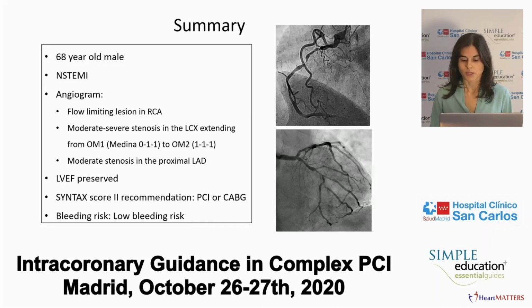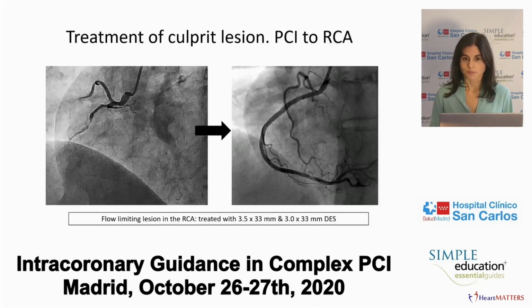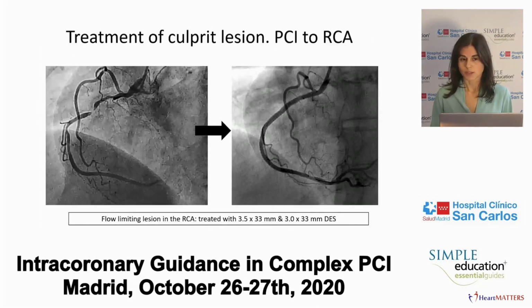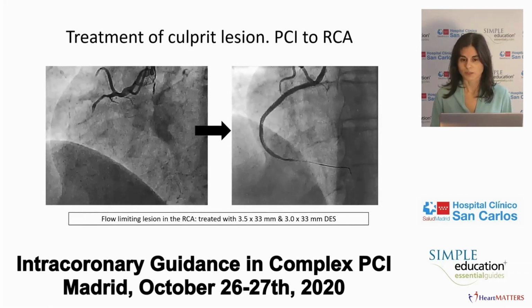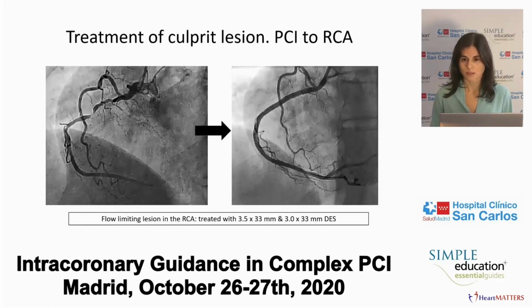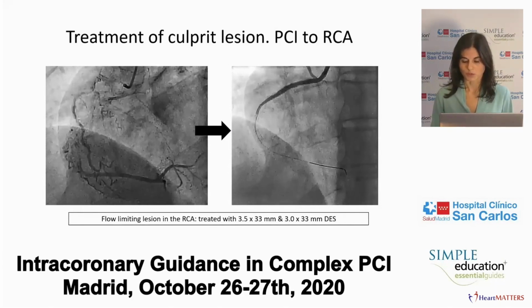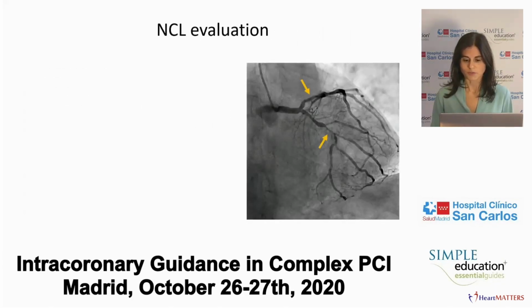So based on these findings, the operators at the time decided to treat the culprit lesion. So they treated the RCA with 2 stents with good result, as you can observe here. And now we have a patient that had a non-STEMI and with 2 non-culprit lesions. So maybe the first question here would be how to evaluate these non-culprit lesions. We have had extensive discussion about the implications and what could be best to evaluate.